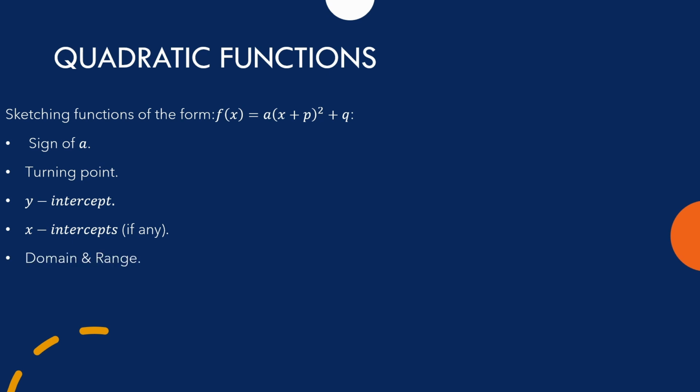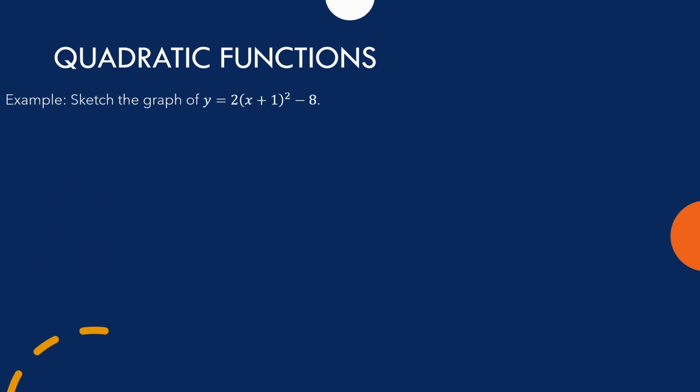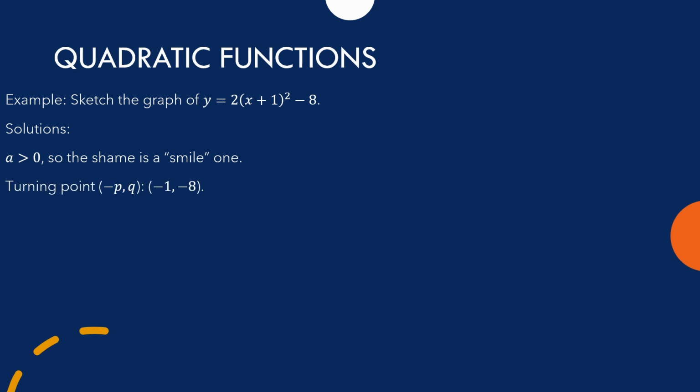Then you are ready to sketch your graph. Let's take a look at an example. It says, sketch the graph of y equals 2(x + 1)² − 8. First, I see that my a is greater than 0, so I know that the shape is concave up, or a smile. Next, my turning point is defined by (−p, q), and looking at my function, that is (−1, −8).